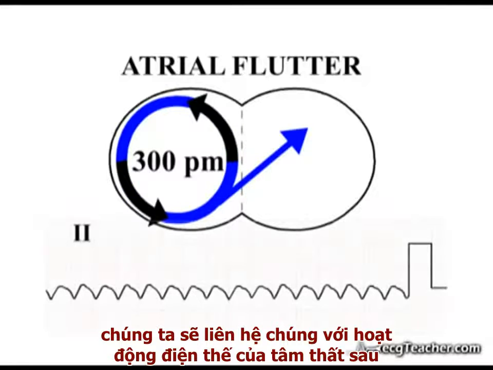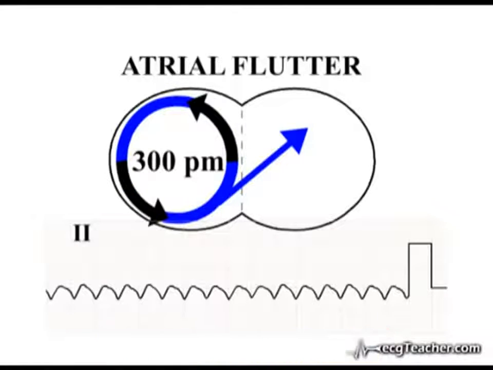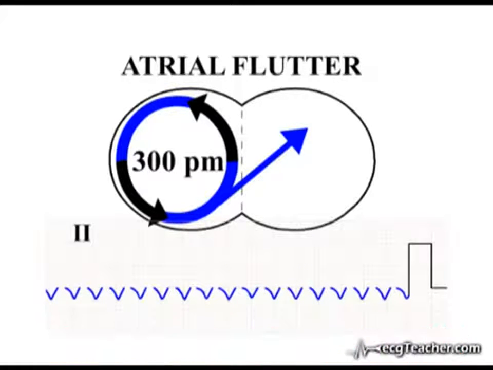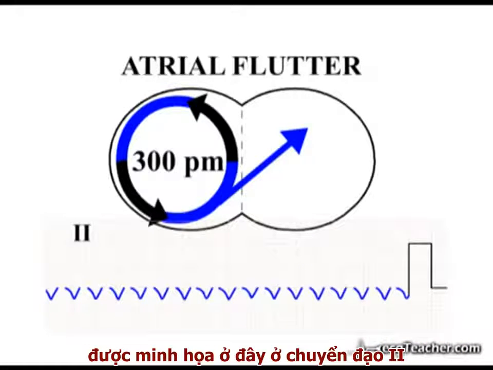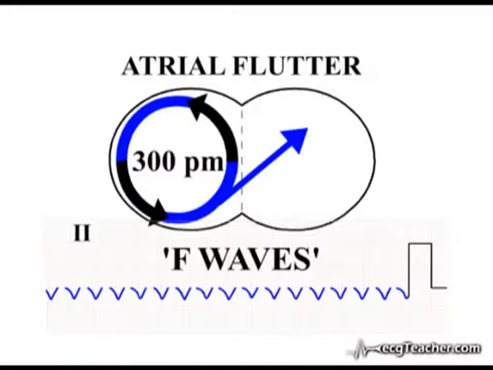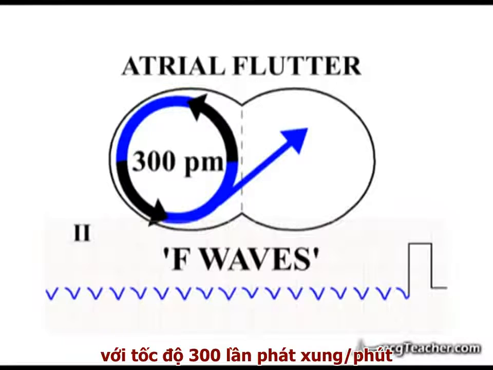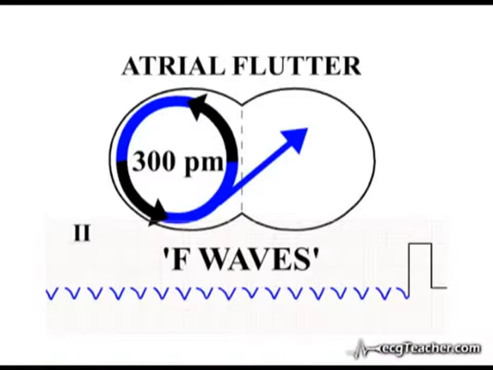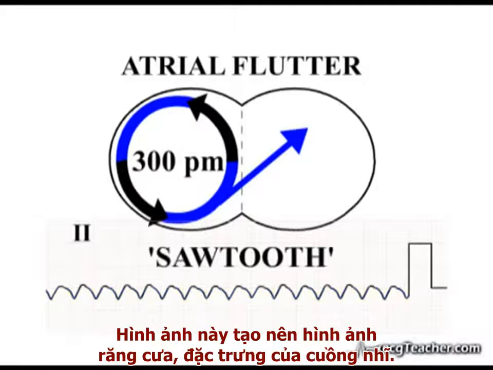If we mask ventricular electrical activity for the moment, you will see that the discharge of depolarizing current from the reentrant loop produces a large negative deflection in the inferior leads, illustrated here in lead 2. These are flutter waves. At a rate of 300 discharges per minute, the flutter waves are of course present at intervals of approximately 1 per large square. This is the sawtooth pattern characteristic of atrial flutter.